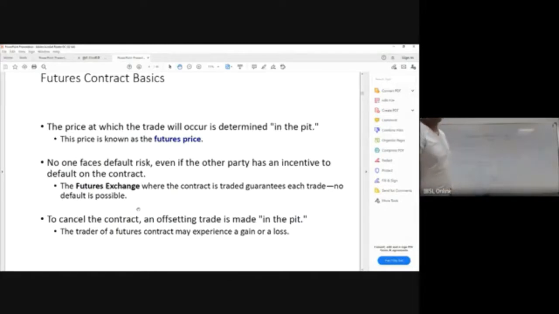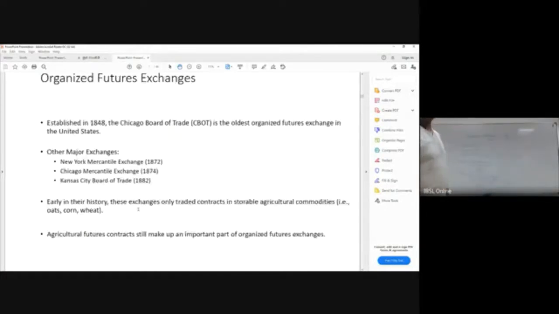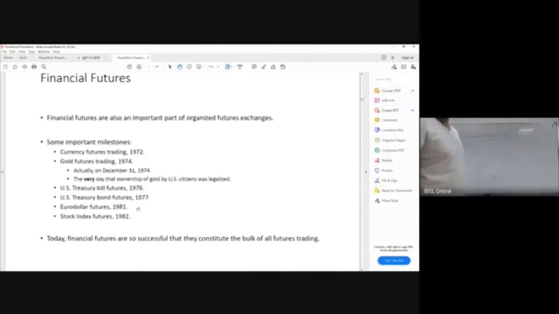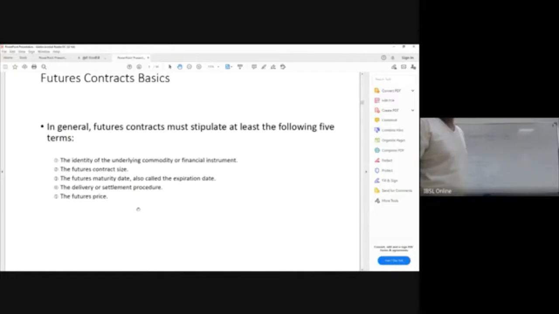A trade of a futures contract may experience a gain or a loss. So this is some basic stuff about futures which you can read when you have time.